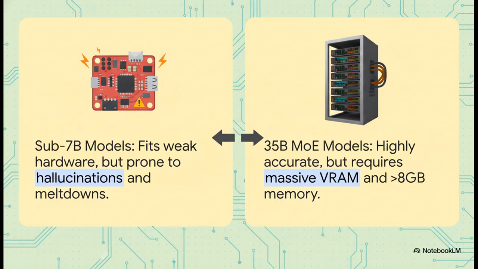Then, on the flip side, you have these incredible 35 billion parameter mixture of experts models. They are highly accurate, but they're massive clankers. You simply can't run them without heavy hardware, massive VRAM, iGPU offloading, and way more than 8 gigs of memory. So you're basically trapped between uselessly small and unattainably huge.